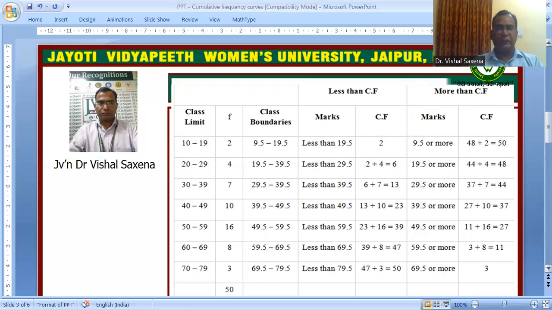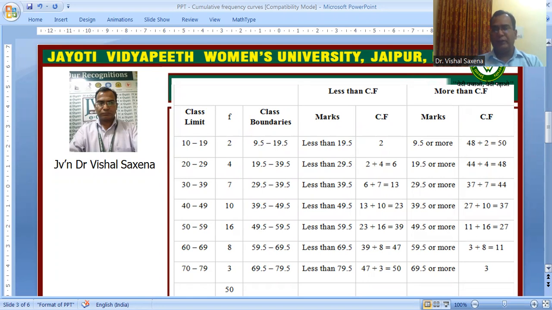So first we have to convert it into the exclusive form, and therefore we first have to determine the class boundaries. Class boundaries can be obtained by a simple rule: 0.5 is subtracted from the lower limits of all the class intervals, and 0.5 is added to all the upper limits in the successive class intervals.